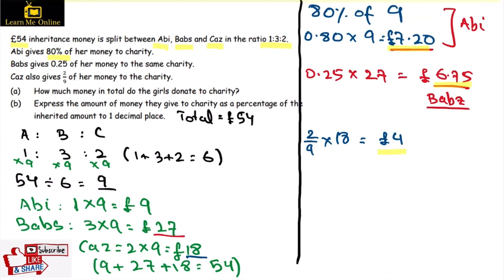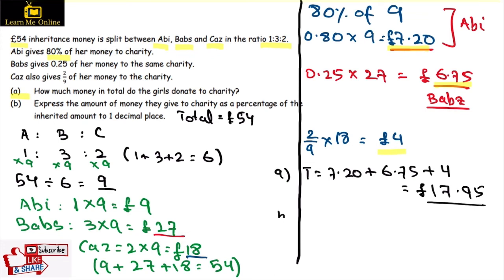Now, let's see what they're asking in part A. This says how much money in total the girls donate to charity. So we do the sum of the money which they have given to the charity. A has given 7.20, B has given 6.75, and C has given £4. Adding all of them together, the total amount they have given to the charity is £17.95.